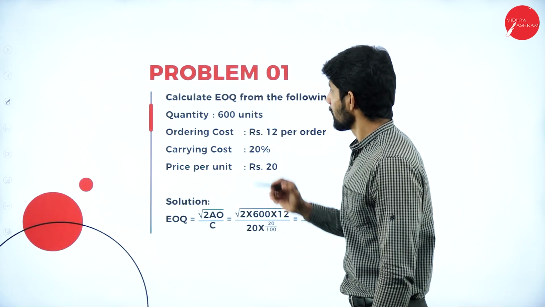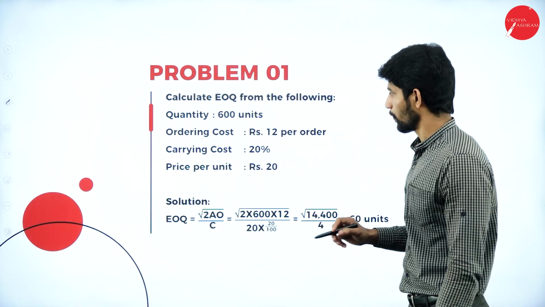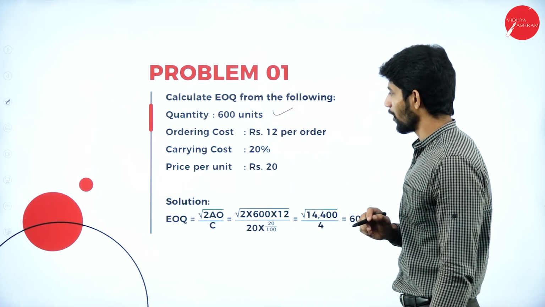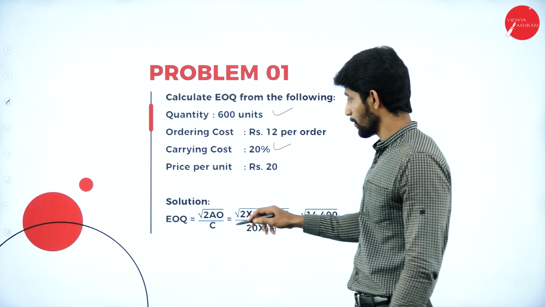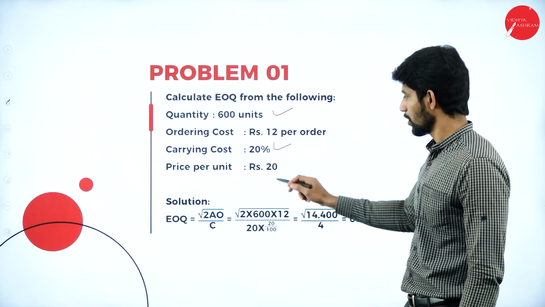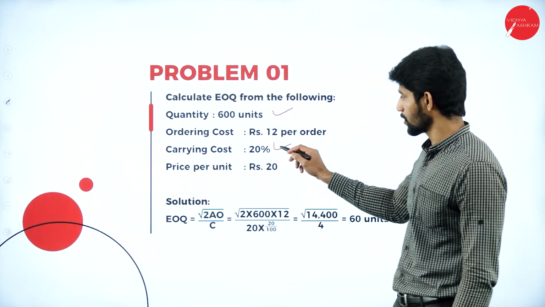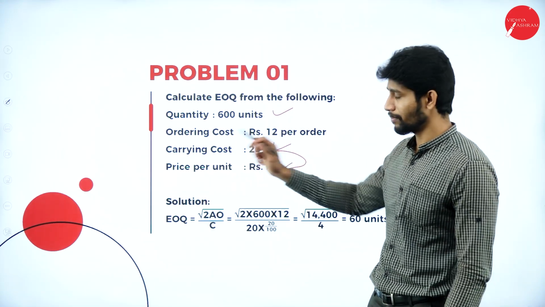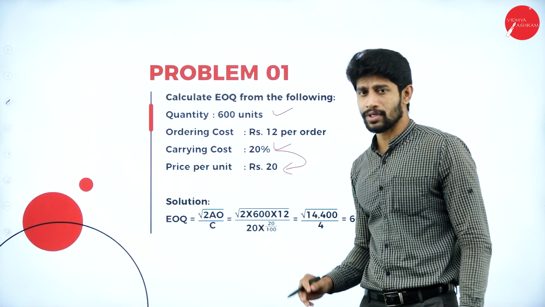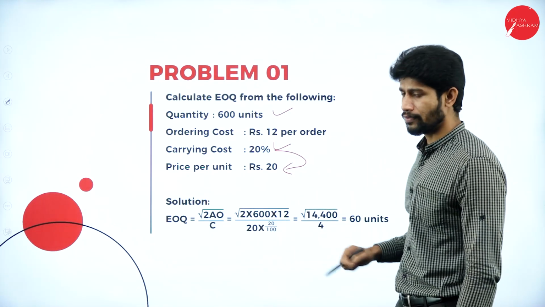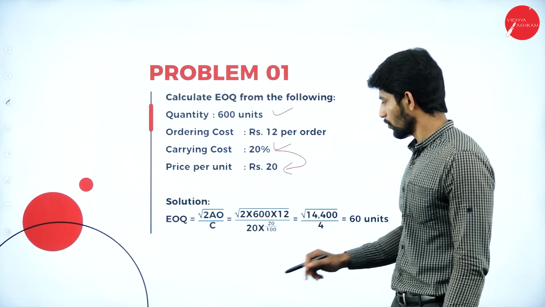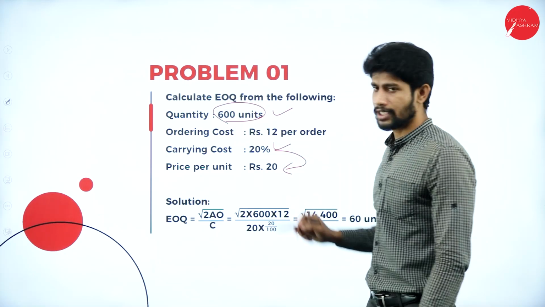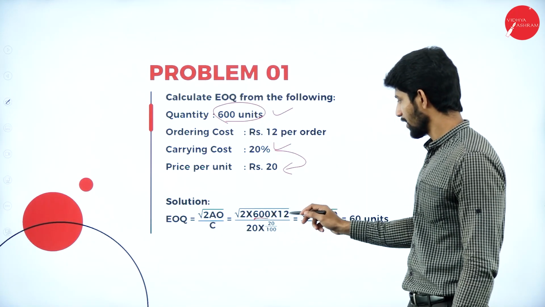So the first problem is based on computation of EOQ. Quantity 600 units, ordering cost rupees 12 per order, carrying cost 20% and price per unit rupees 20. 20% on what? 20% on price per unit, that is cost per unit of material. Solution: EOQ, what is the formula? Square root of 2AO divided by C. So 2 into A, annual consumption, which is 600 units. So 2 into 600 into O.